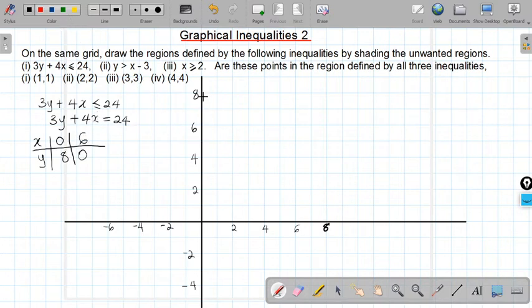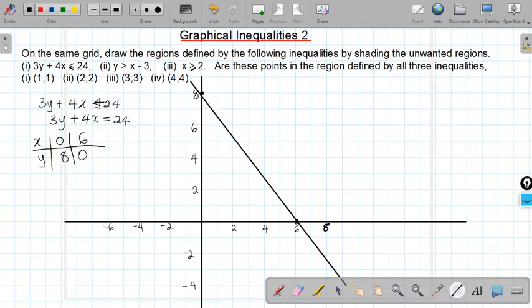So the 2 points we have now are when x is 0, y is 8 at this point, and when y is 0, x is 6 at this point. So we have a straight line joining the 2 points, 8 and 6. Since we have less than or equal to, we are going to have a solid line. If it is less than, we have a broken line. So since it's less than or equal to, we have a solid line.